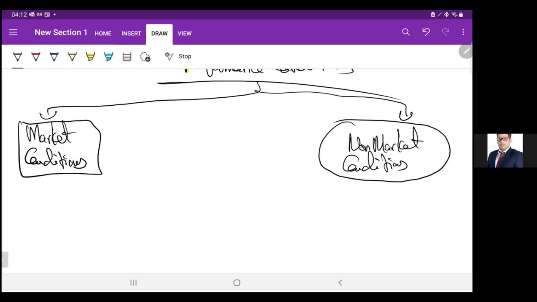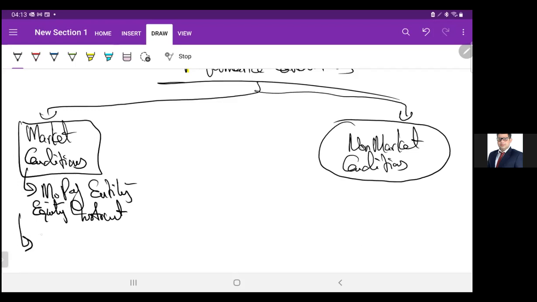Market condition is related to the market price of the entity's equity instrument in the market, right? An example of a market condition is that an entity must have a minimum share price by the vesting date for the scheme members to be eligible to participate in the share-based payment scheme, right?